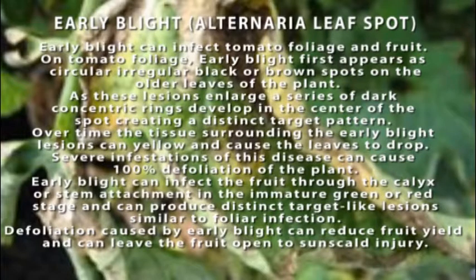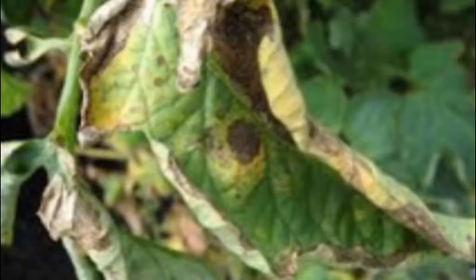Early blight can infect the fruit through the calyx or stem attachment in the immature green or red stage and can produce distinct target-like lesions similar to foliar infection. Defoliation caused by early blight can reduce fruit yield and can leave the fruit open to sun-scald injury.